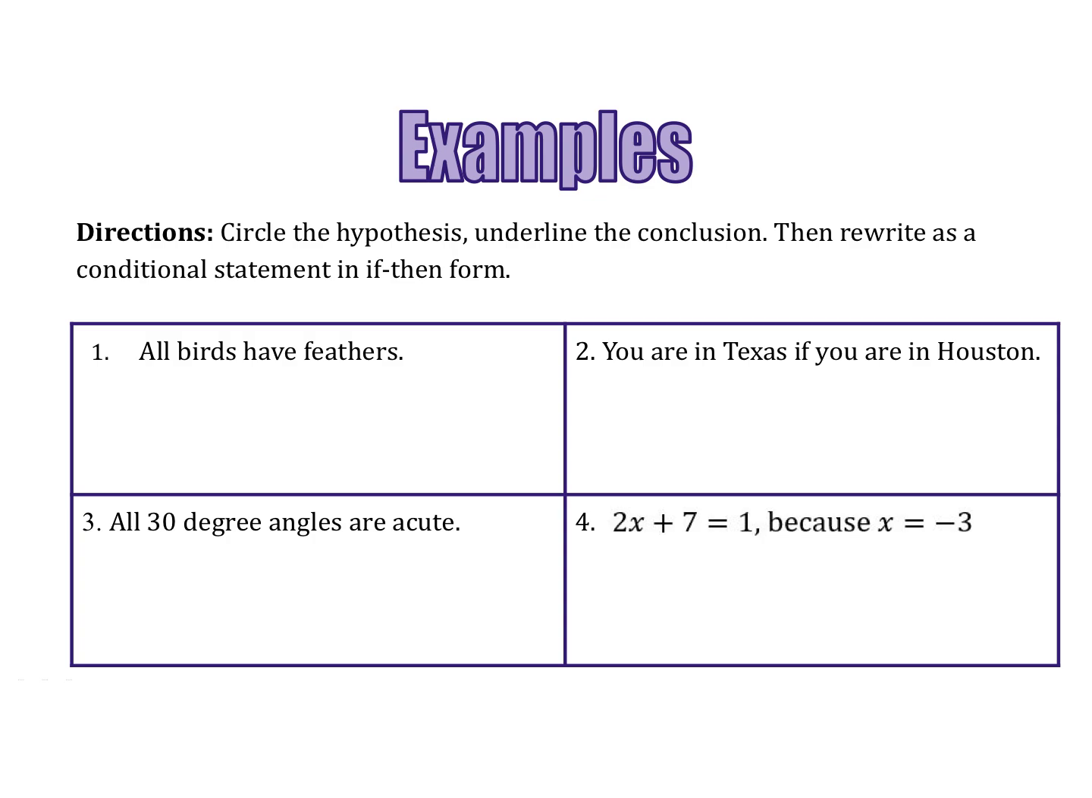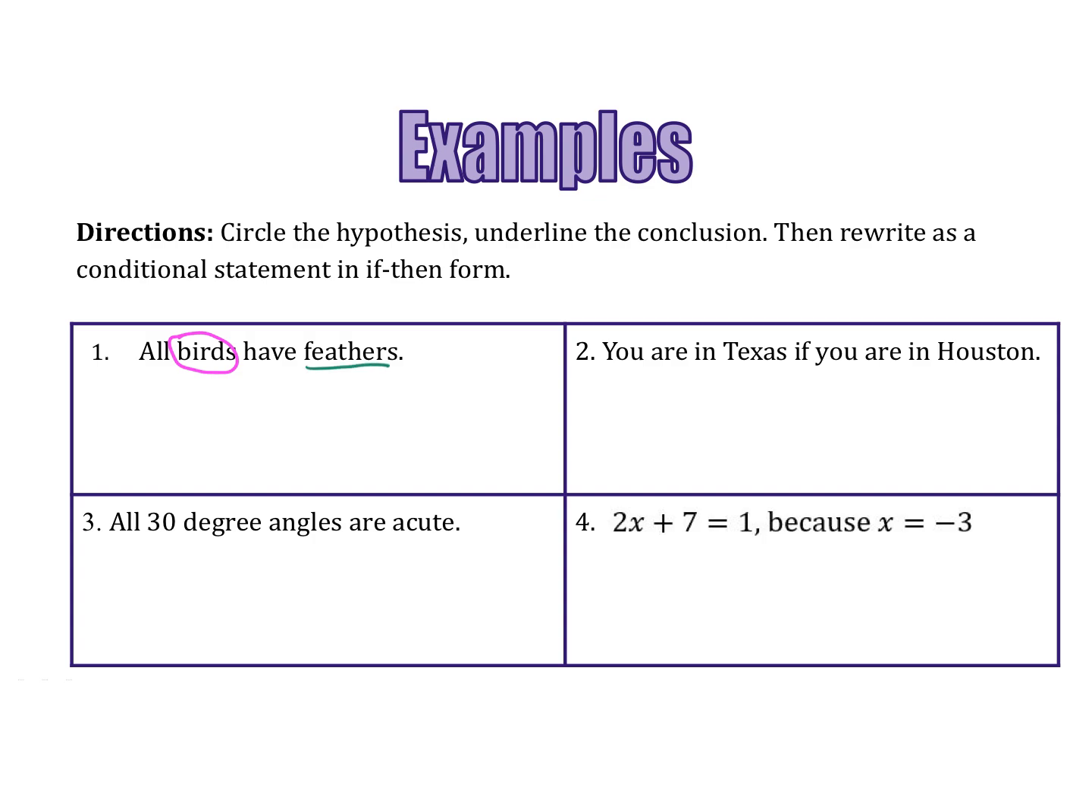Okay, circle the hypothesis, underline the conclusion, then rewrite as a conditional statement in the if-then form. So none of these are currently written that way. We're going to write them that way, and we're going to identify the hypothesis and conclusion. So we're going to circle the hypothesis. Number one says all birds have feathers. So we're going to circle the hypothesis, and we're going to underline the conclusion, has feathers.